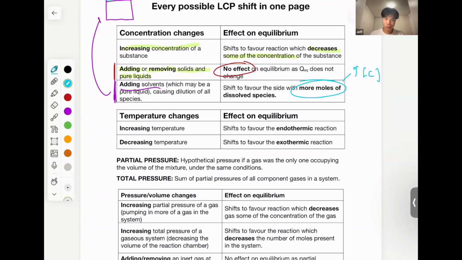Temperature changes are relatively intuitive. If you increase temperature, the system will shift to try decrease temperature, and it does so by taking heat in. So it proceeds in the endothermic direction, because the endothermic direction consumes heat. It takes heat into the system and out of the surrounding. Conversely, if you decrease temperature, the system will shift to the exothermic direction, because the exothermic reaction releases heat and hence increases temperature back up to resist that change.